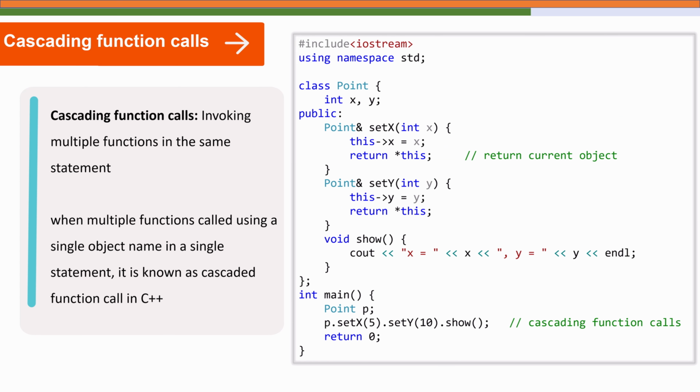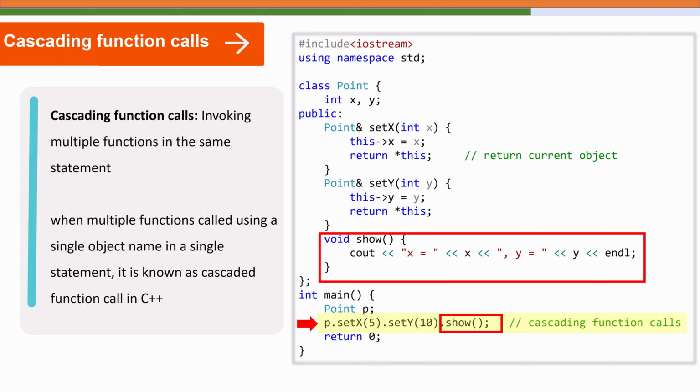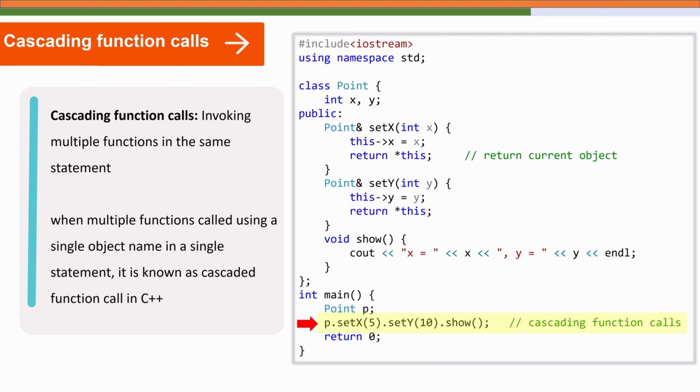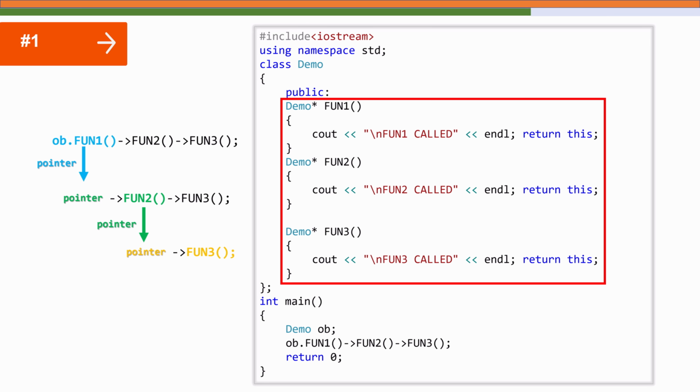When we write p.setX(5), the first call setX returns the object itself, which then calls setY, and finally the show function. This technique is widely used in modern C++, especially in stream operations and fluent APIs, to make the code more expressive and readable.